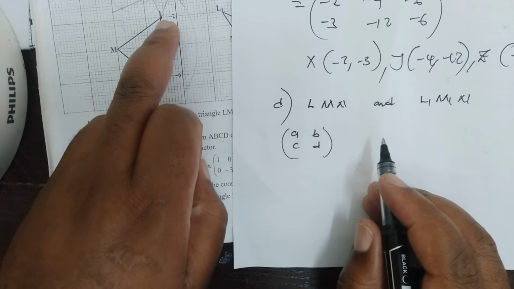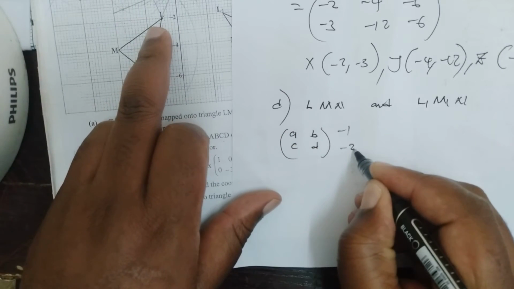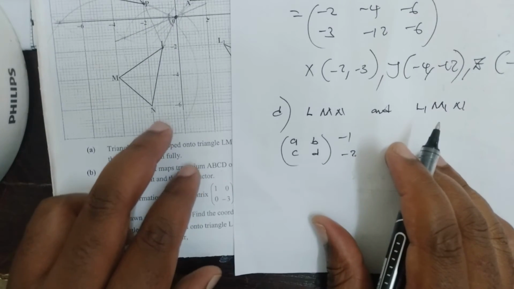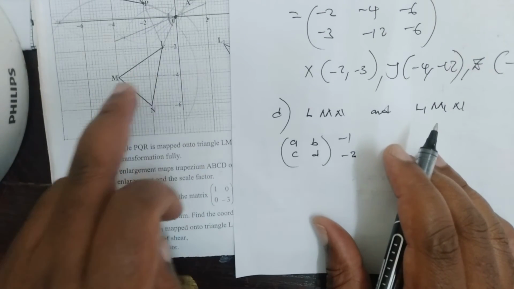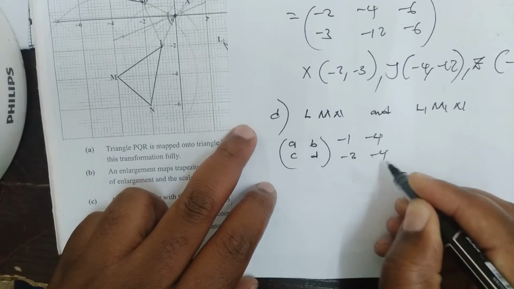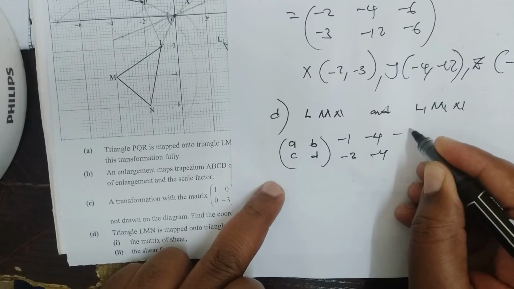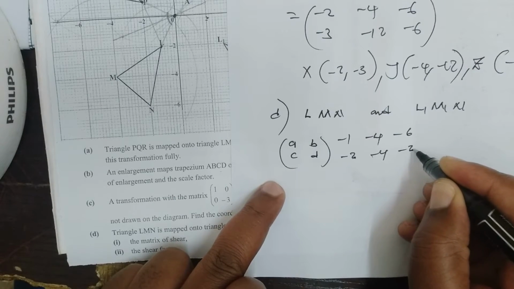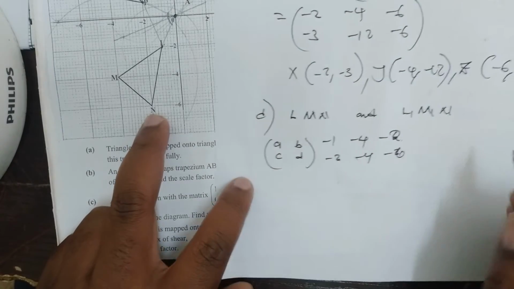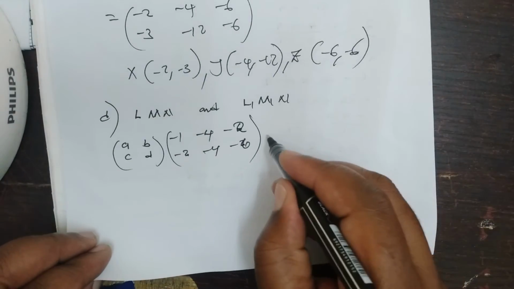What are the coordinates of L? This is negative 1, negative 2. M is negative 4, negative 4. Then N, negative 2, negative 6. Okay? We solve this.